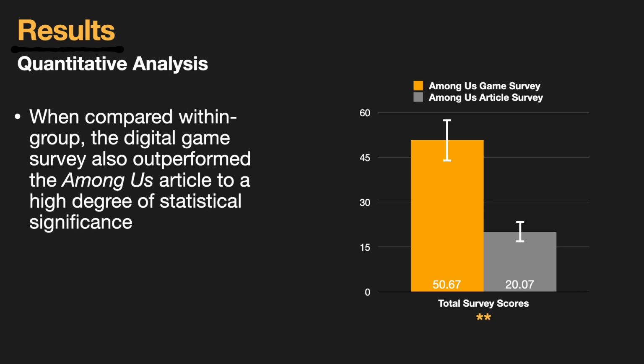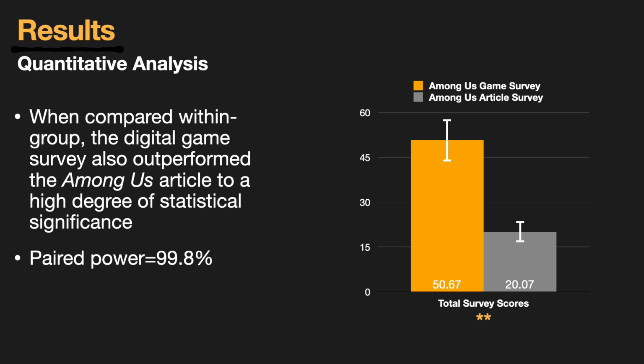These results are also likely not due to the class taking the Among Us vocabulary survey simply having a higher level of English ability, as the same class's score for the Among Us article survey was significantly lower to a high degree, with a very high level of statistical significance.